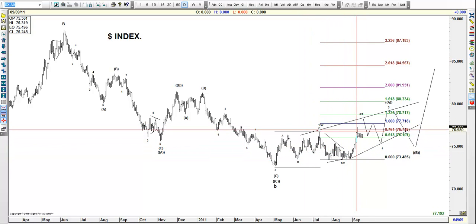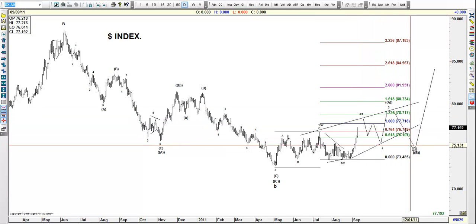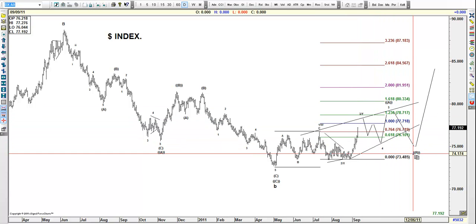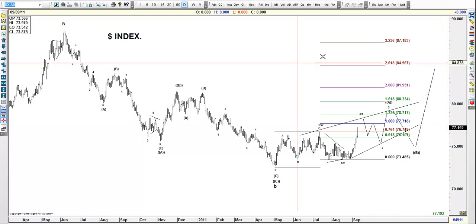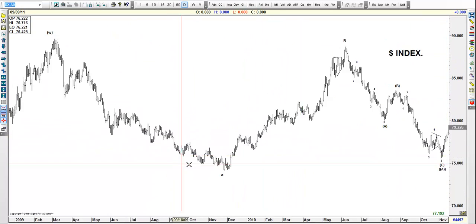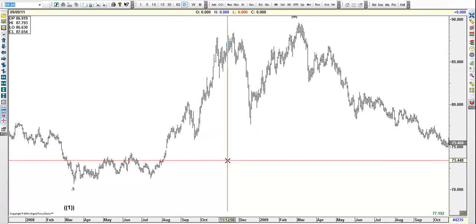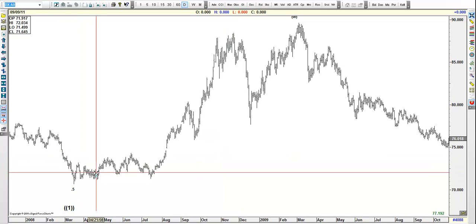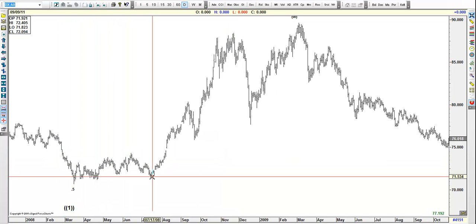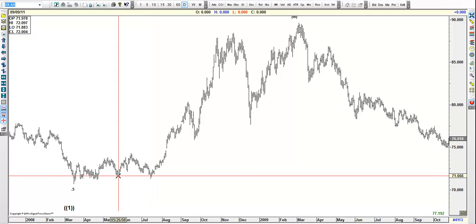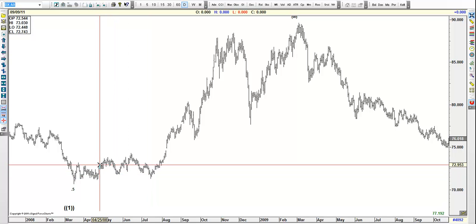This is calling for the leading diagonal: 1, 2, 3, 4, 5, 3 back, like the dollar did in the last major bottom around here. The dollar did something similar, like a leading diagonal move. Right now, we are around this area.